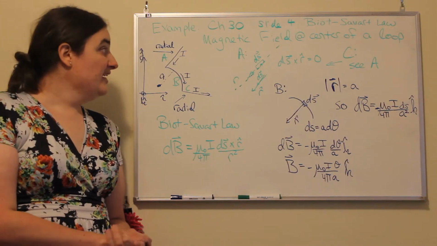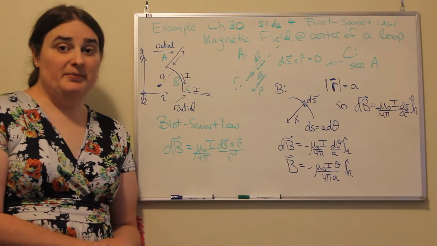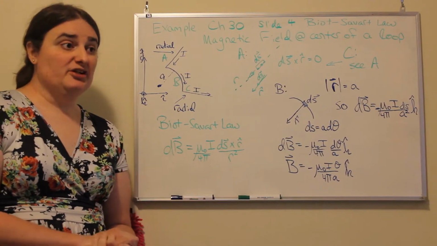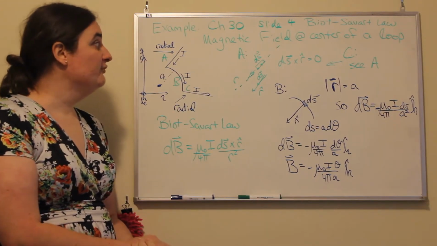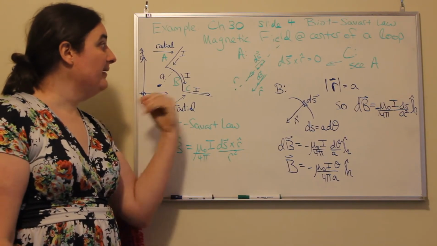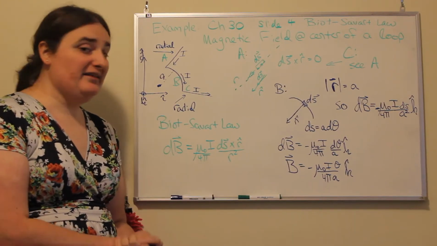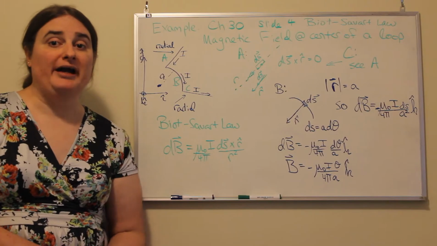This is an example problem in using the Biot-Savart Law. So for my Stark State students, you'll find this in the Chapter 30 notes on slide 4, and it's about finding the magnetic field at the center of a loop of wire.